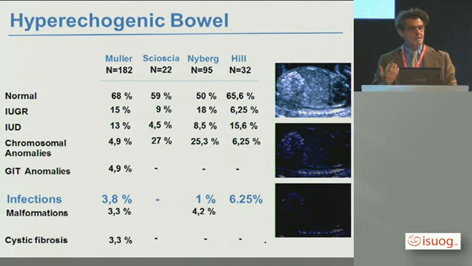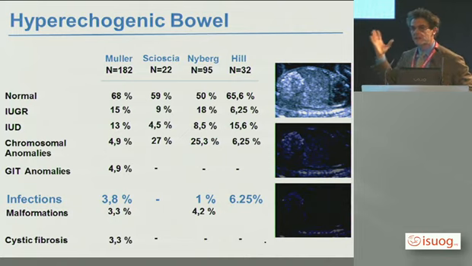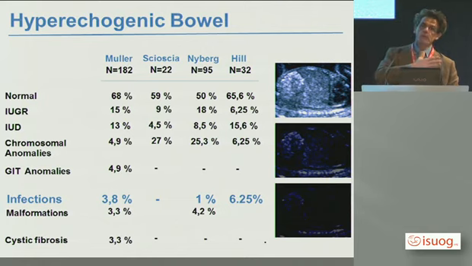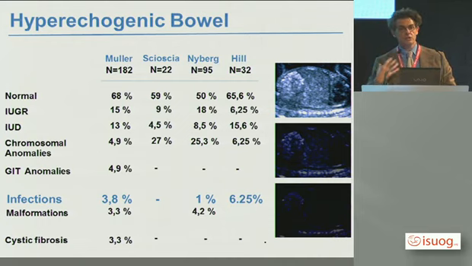And then depending on which specific interest the referral center that published the paper is into, you will find predominantly infection, you will find predominantly multiple malformations, GIT malformations, obviously, and also chromosomal abnormalities. So there is no reliable statistics to tell you in the general population what is what. The vast majority are normal, and that's the most important.